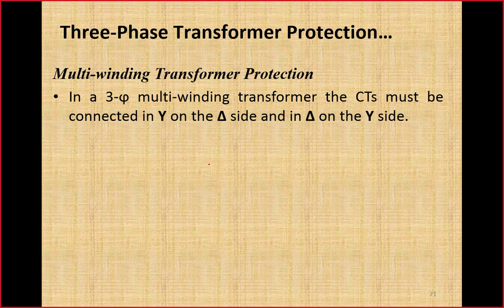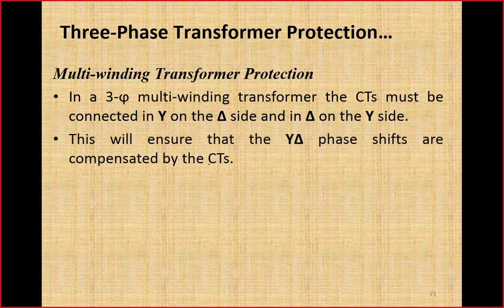Now after that we will discuss the protection of a multi-winding three-phase transformer. The previous example was a two-winding three-phase transformer. Now we will discuss an example of a multi-winding three-phase transformer having more than two windings. Normally it has three windings. So in a three-phase multi-winding transformer, the CT must be connected in Y on the delta side of the power transformer and in delta on the Y side of the power transformer. This will ensure that Y-delta phase shifts are compensated by the CTs.